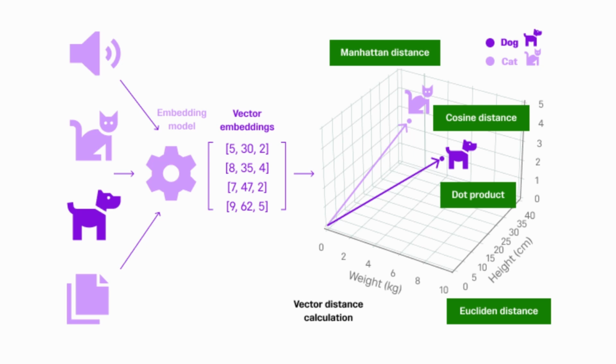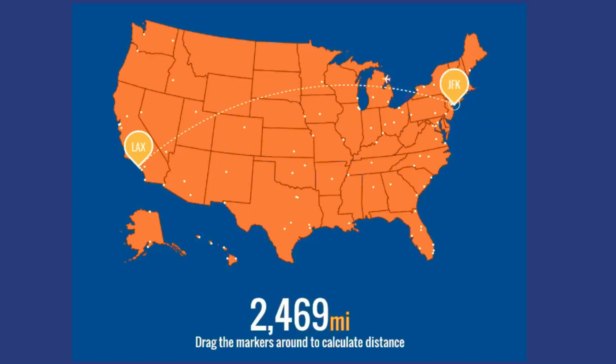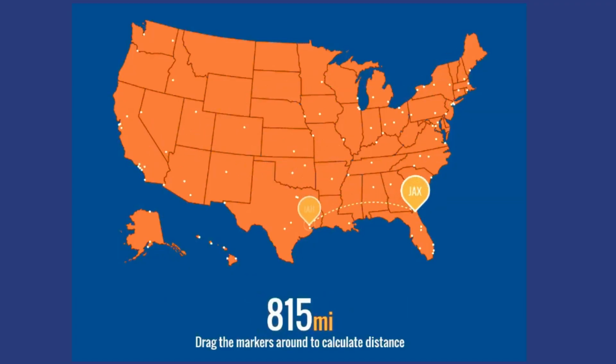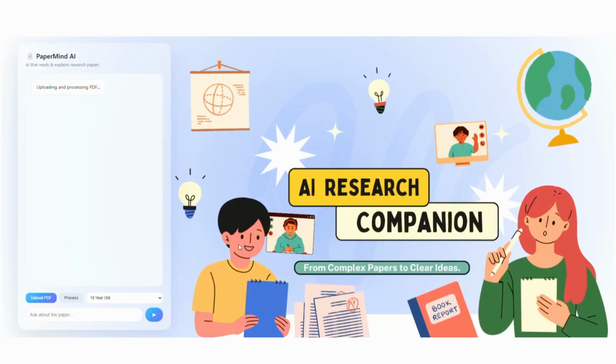Let's say your research paper has a section explaining gradient descent. A user asks, how does the model learn? Even if the words don't match exactly, Facebook AI Similarity Search quickly finds the chunks with similar meaning by comparing vector distances. The closer two vectors are, the more related they are. It is like Google Maps for meaning. It finds the nearest idea instead of the nearest location. This allows your system to respond almost instantly.